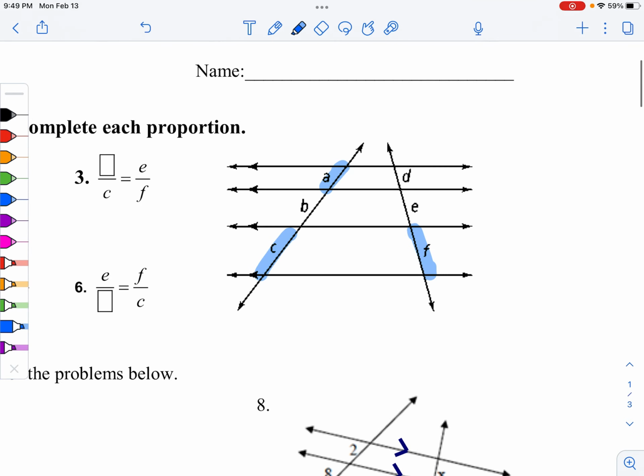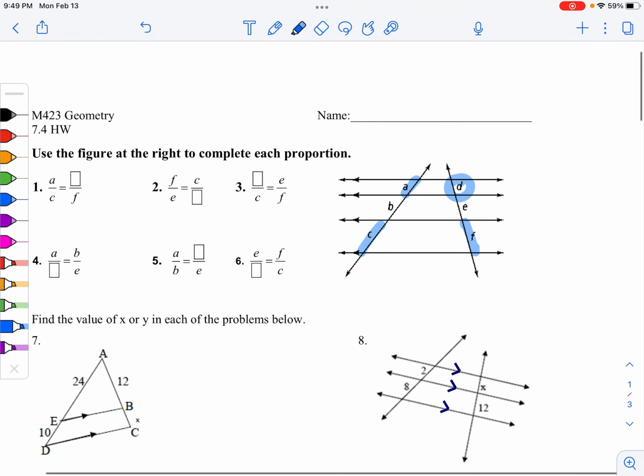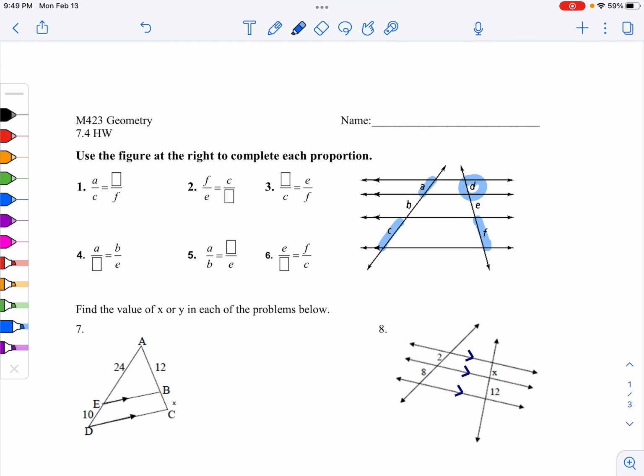And we want to just find the missing piece which corresponds properly to A. And that would be D. So that's all we have to fill in here. So D over F is the proper proportion. Okay, let's take a look at 3. Follows the same idea. Blank over C is proportional to E over F. And we can see that the missing piece here is B, because that's a segment that lies between the same parallel lines as E, and all we have to do is put a B in that numerator.